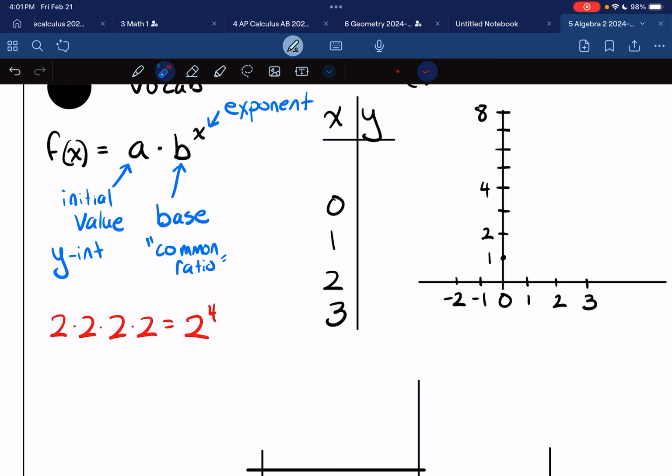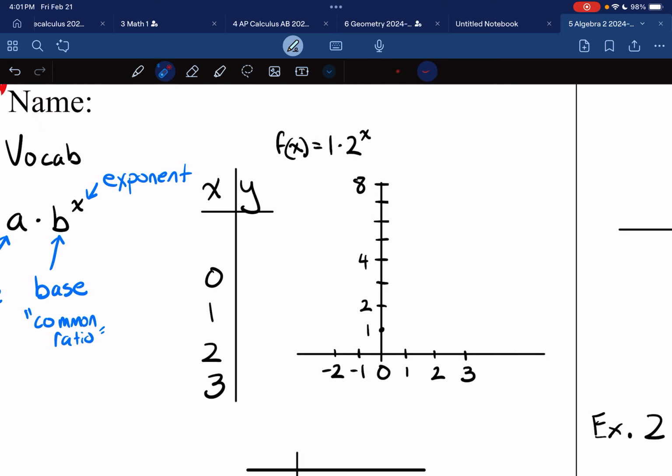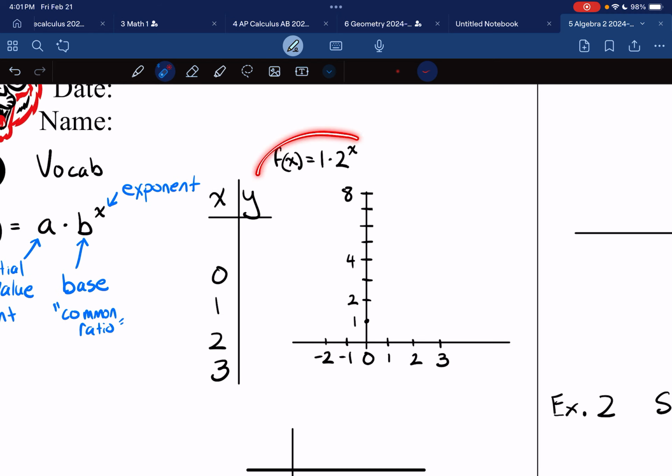So let's try to see what goes on with a graph and a table when we have this sort of exponential equation. Check it out. I have got a very, very basic equation, and I took the liberty of writing a 1 here. I didn't need to say multiply by 1 because normally I can just go like this, 2 to the power of x. But to show you, this is 1 times 2 to the power of x, which means that this initial value is 1. This 1 right here is the initial value. It does go through this y-intercept.